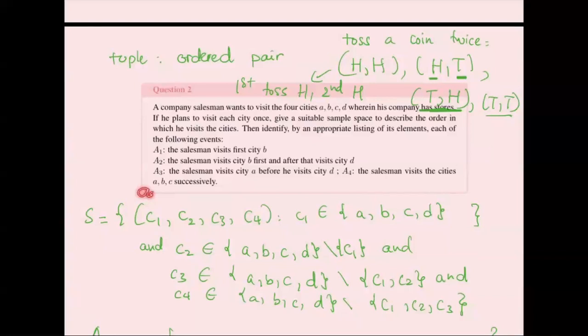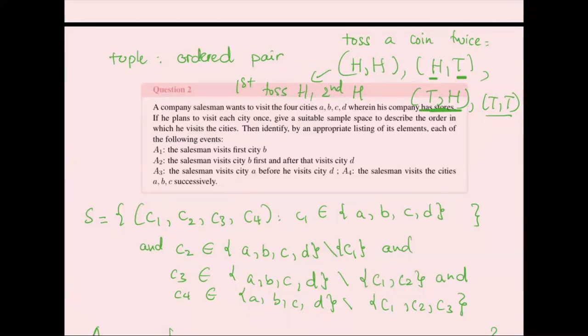And then what is C2? Then C2 can be B or C or D, right? But it cannot be A because I already visited CD A. So that's why I say C2 can be any CD from A, B, C, D, except the value that I chose for CD1. And then CD3 can be any of these four CDs, except the values that I chose for CD1 and CD2. And CD4 will just take the remaining value.